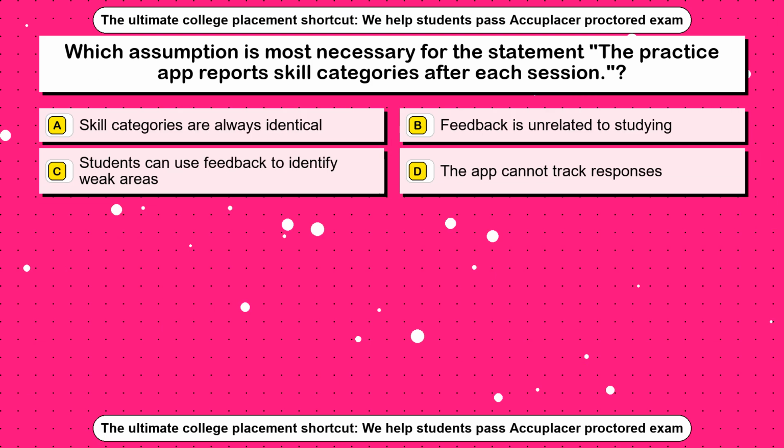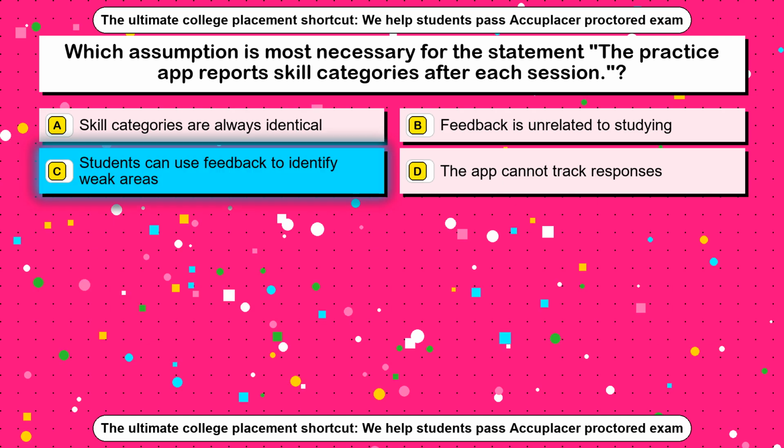Question 90. Which assumption is most necessary for the statement, the practice app reports skill categories after each session? Option A, skill categories are always identical. Option B, feedback is unrelated to studying. Option C, students can use feedback to identify weak areas. Option D, the app cannot track responses. The correct answer is option C, students can use feedback to identify weak areas.